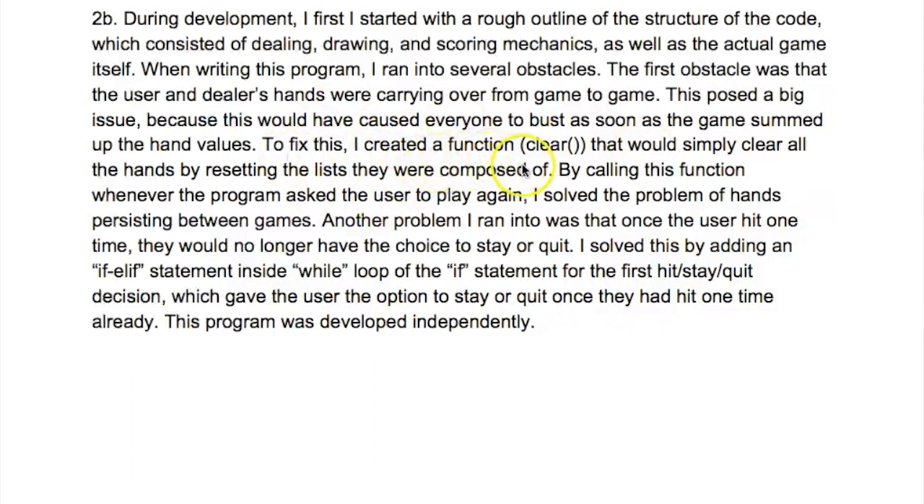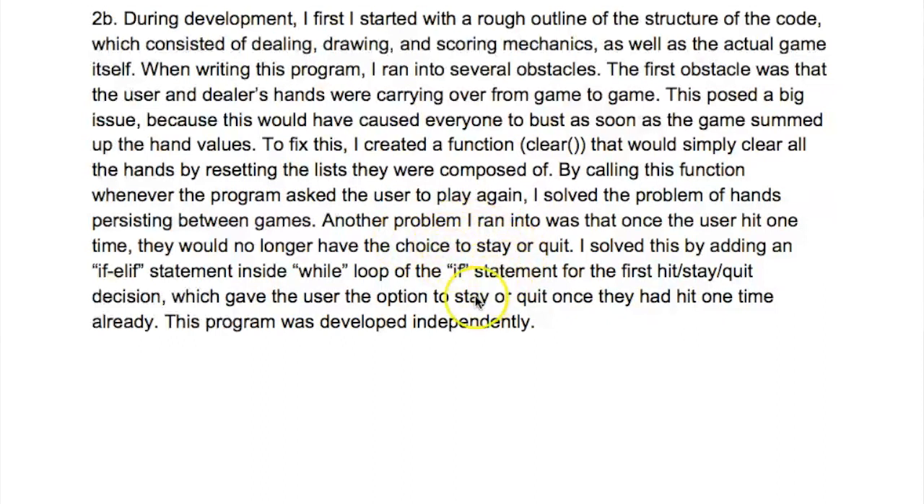He creates a function. The function is called clear, and then he has the parentheses, that would simply clear all the hands by resetting the list they were composed of. So then he talks about more programming details by calling this function whenever the program asked, and so on. How he solved the problem, okay?